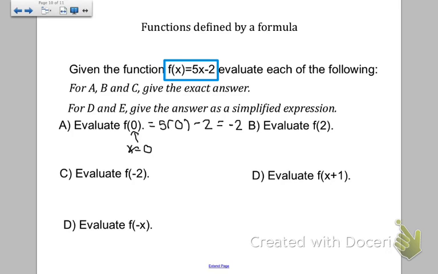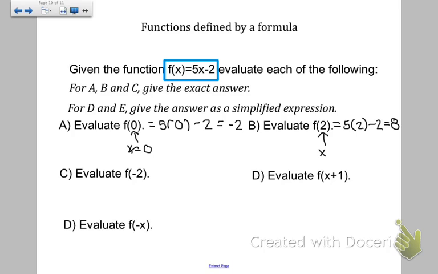On B, we want to evaluate f of 2. So again, remember this is our x value. So we're going to plug in 2. So we have 5 times 2 minus 2. 5 times 2 is 10. 10 minus 2 would give us 8.